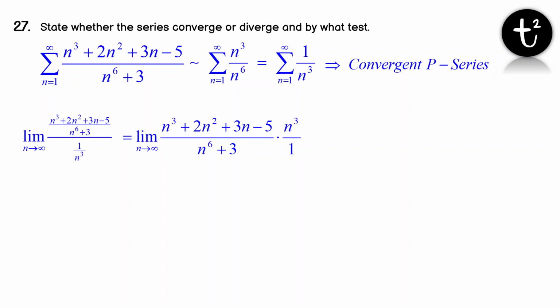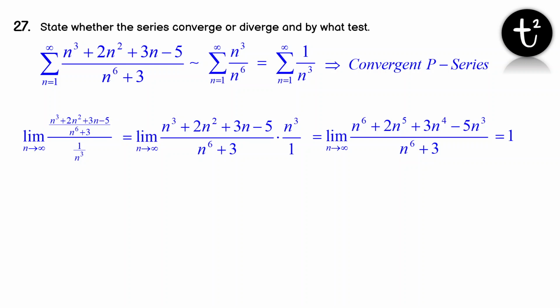I'm going to distribute that n cubed into the remaining part of that numerator, so we will get the limit as n goes to infinity of n to the power 6 plus 2n to the 5 plus 3n to the 4th minus 5n cubed over n to the power 6 plus 3. So if we find the limit as n goes to infinity, since the degree of the top and the bottom are the same, this limit goes to the ratio of the leading coefficients, which is equal to 1.